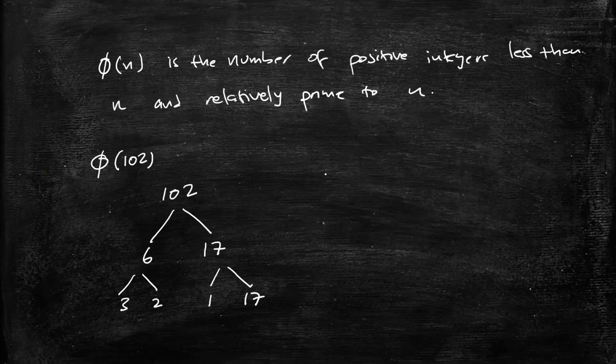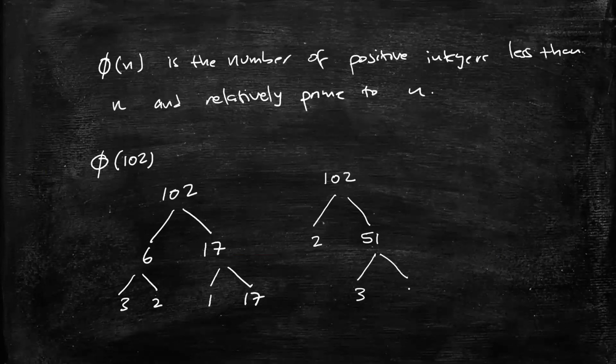Okay. We can also come up with two other factors of 102, such as the numbers 2 and 51. 51 is not a prime number, again, because it can be expressed as the product of 3 and 17. 2 can be expressed as the product of 1 and 2. So we also see that there are other numbers that are not relatively prime to 102. So those should not be included in the totient function of 102.